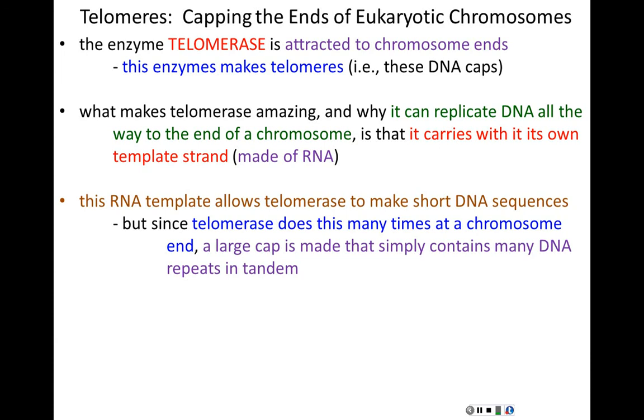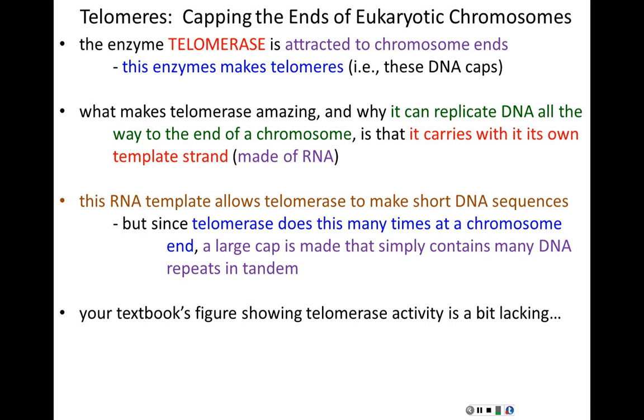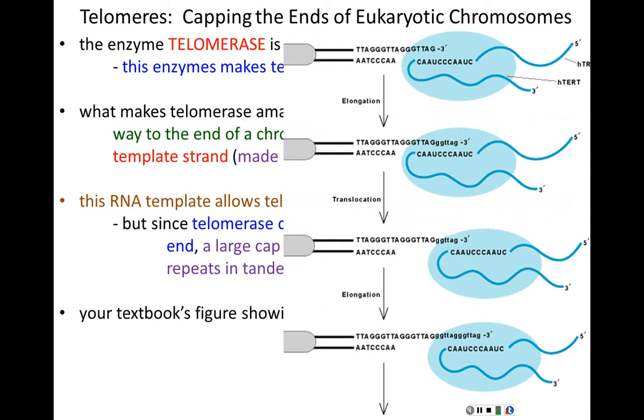Your textbook's figure for telomerase, I think, is a little bit, not lacking, but confusing. It doesn't show the process as well as it could be shown. So I found this figure, which I think shows it a little bit more. What we're looking at here is the end of a chromosome, and this chromosome would shorten without a telomere. And the reason why it would shorten is because we can't make new DNA without a landing pad.